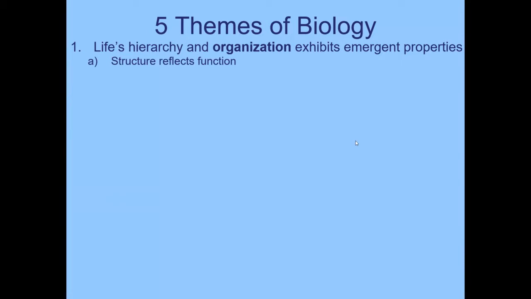A really important theme is structure reflects function. I'm going to say that a lot over the semester. You're going to see that a lot over the semester. So that's one of those themes you want to come back to, basically stating that the way something is shaped reflects what it does, right? So you wouldn't want a square bike tire, right? The shape of your bike tire is circular because of what it has to do. It has to roll on the ground so you can ride your bike.